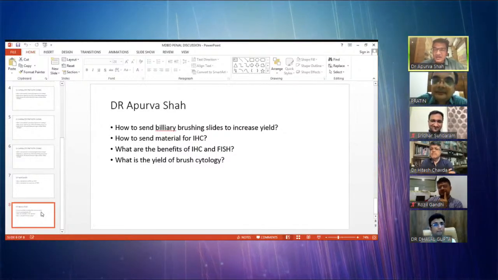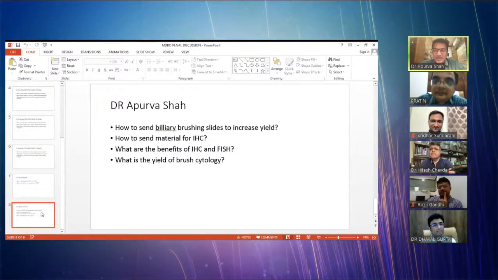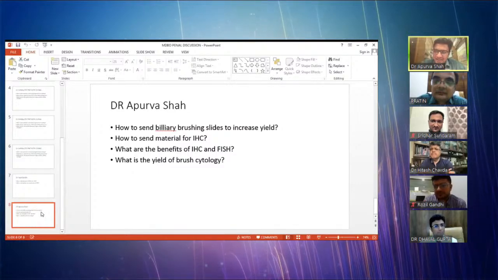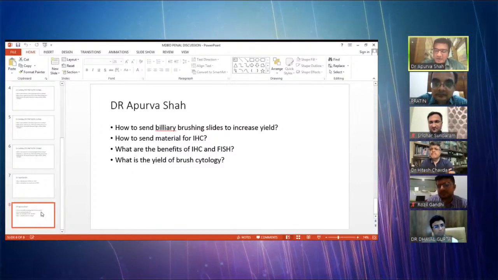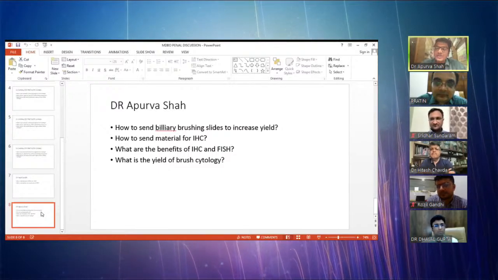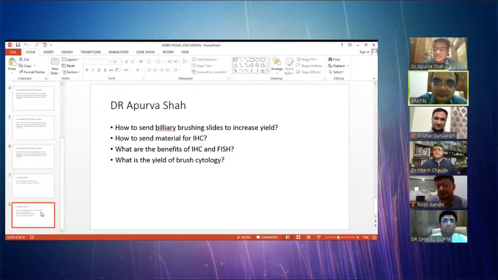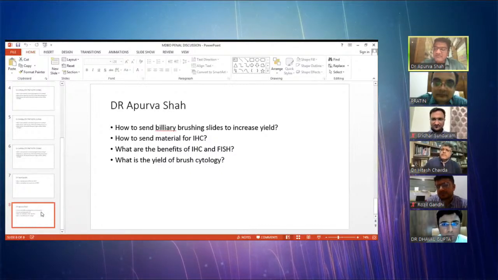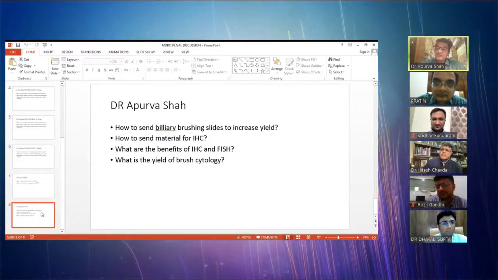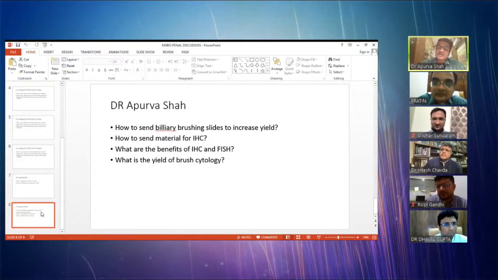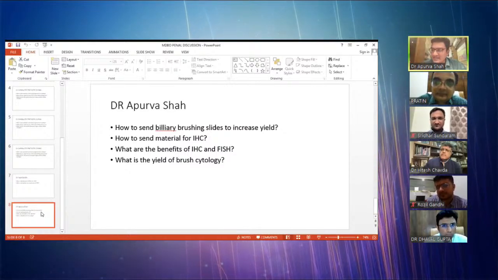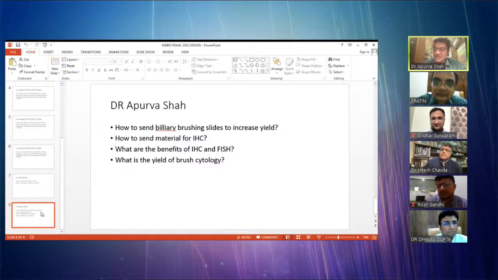So when you are collecting the sample, there are three things which you can do. One is you can make a smear yourself on the slide. Second, if you have blood clot or any clotted material, or if you have done the biopsy, you put that in the formalin. And the third thing, which is not available here, is liquid-based cytology. There are specialized containers with a preservative where you just put the brush in that container, and we will process that container later on. So you don't have to make the slides for liquid-based cytology.